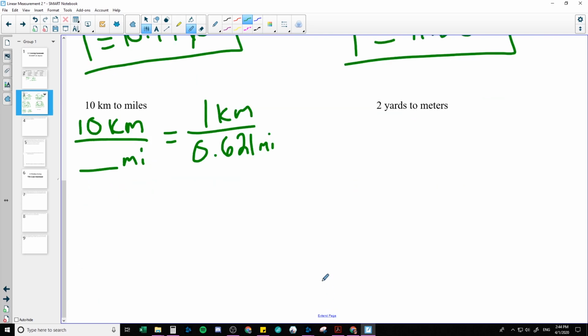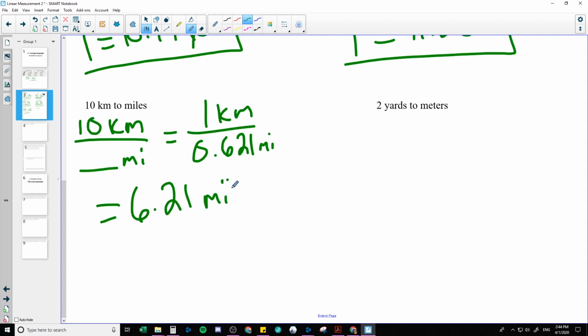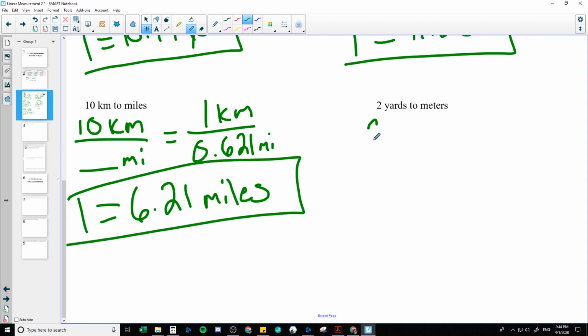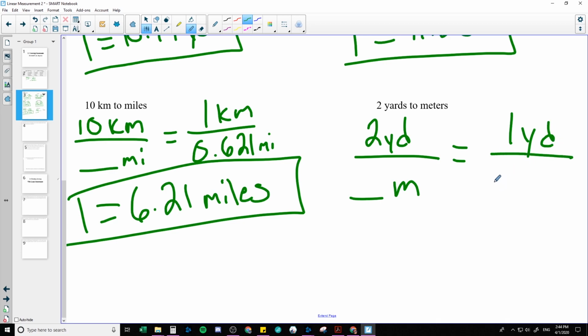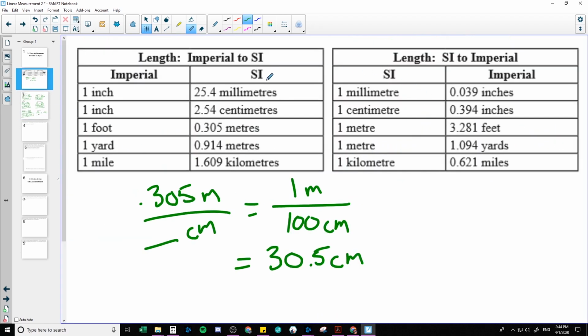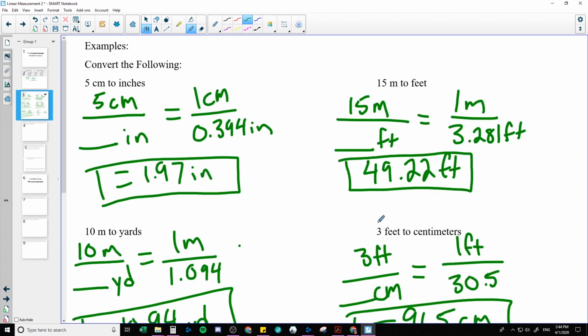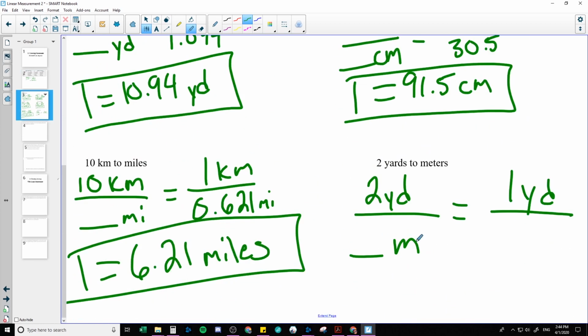I'm just going to extend this page a little bit. So this equals 6.21 miles. Last one on this page, 2 yards into meters. The 1 yard is how much of a meter? Go back over here. 1 yard is 0.914 meters. So 0.914 meters. Do our cross multiplication and division.